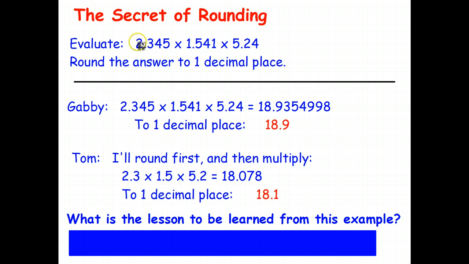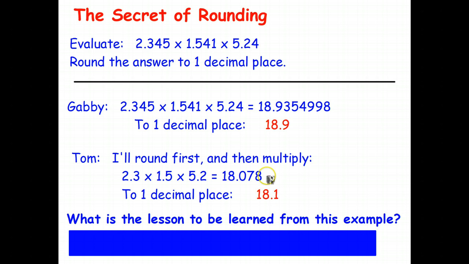Now another student named Tom says, I might just round them off first and then multiply. So 2.345 becomes 2.3, 1.541 becomes 1.5, and 5.24 becomes 5.2. So he just goes ahead and multiplies the rounded off numbers, and he gets 18.078, and he rounds that correctly to 18.1.